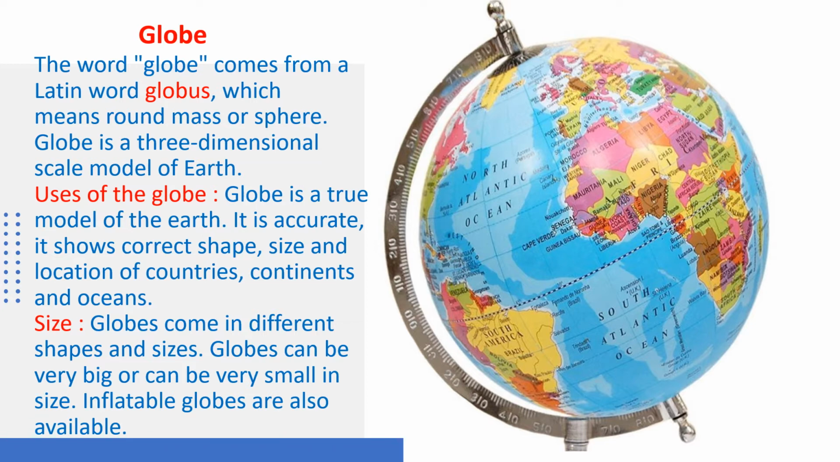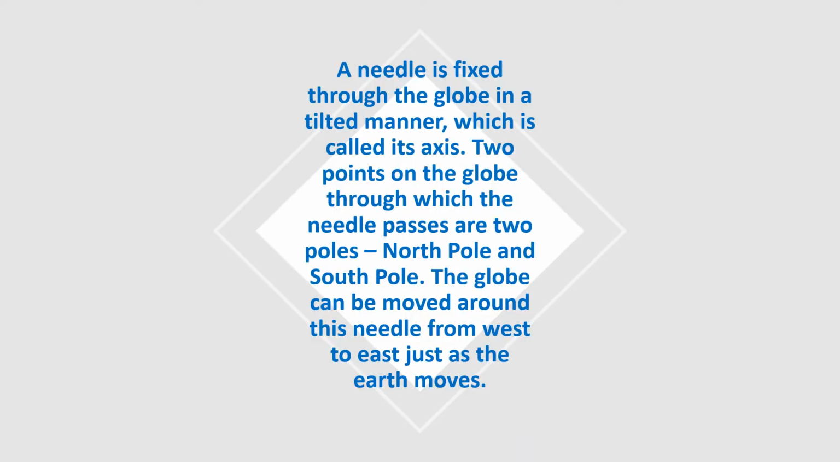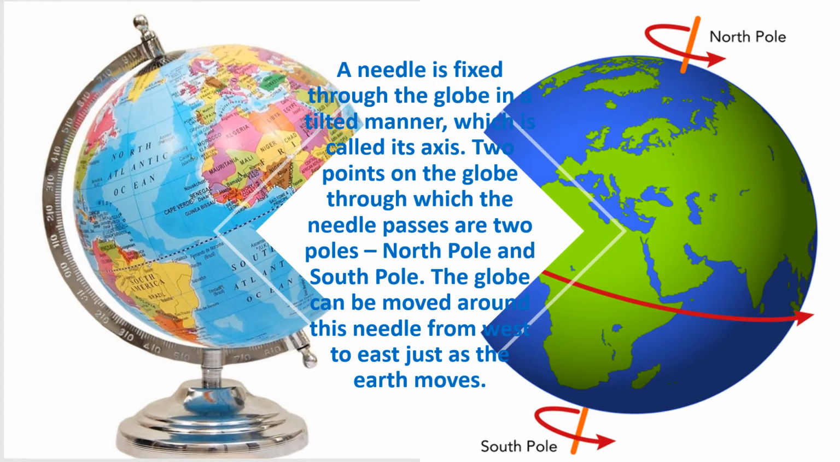Globes come in different shapes and size. Globes can be very big. Earth is the largest rotating globe in the world, or can be very small in size, which are known as pocket globes. Inflatable globes are also available, which are known as balloon globes. Globe is known as replica of the Earth.